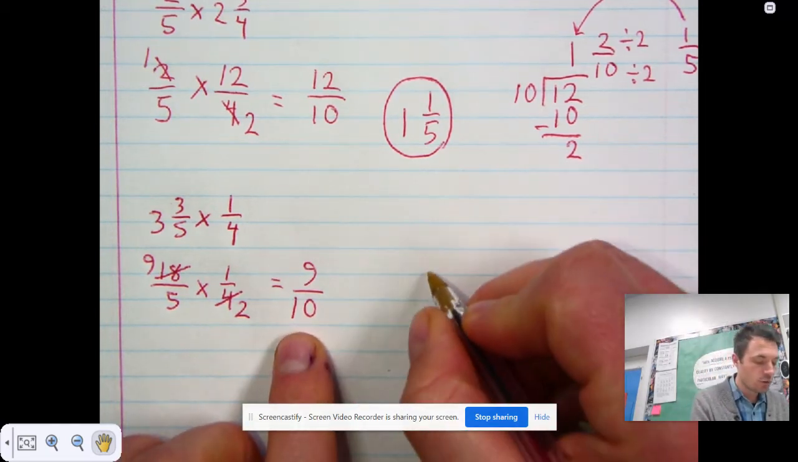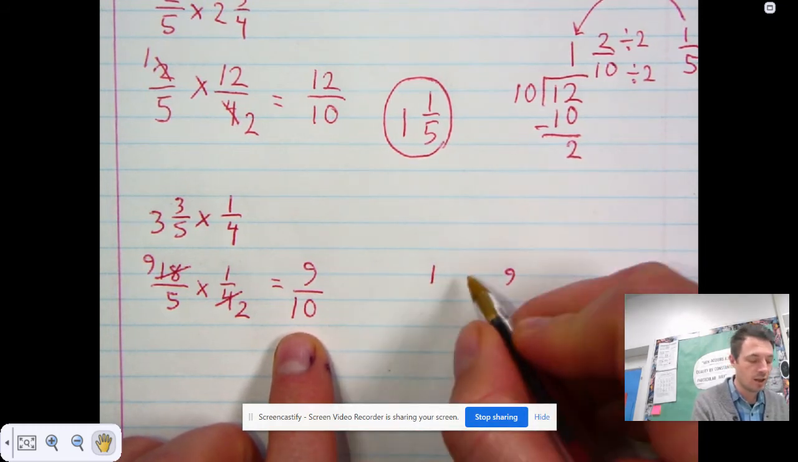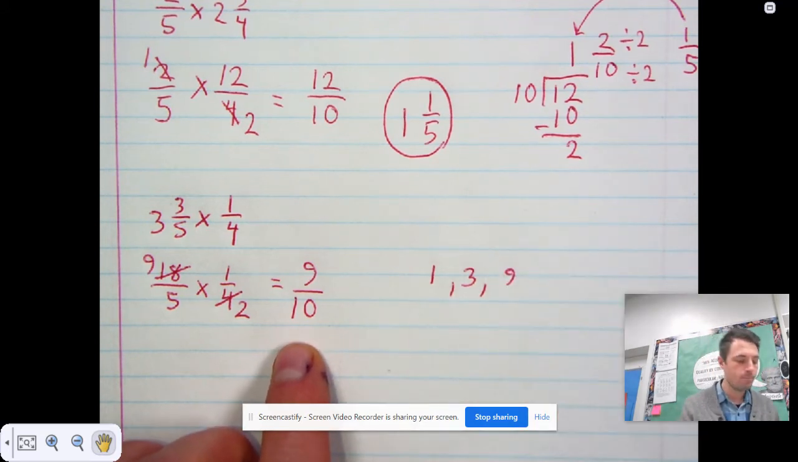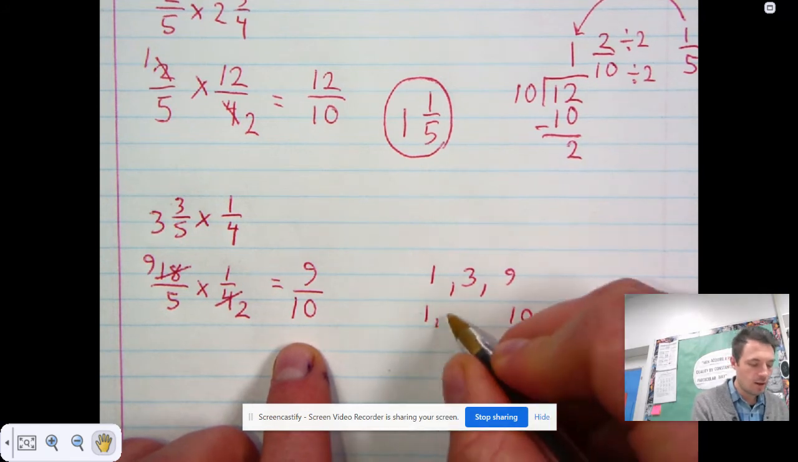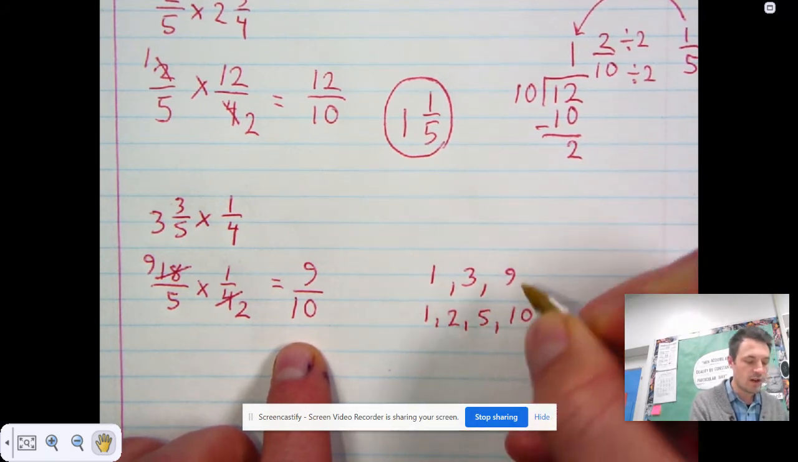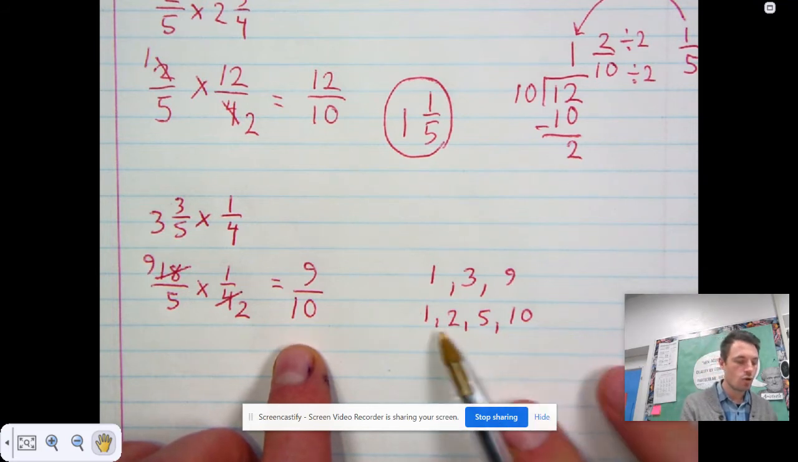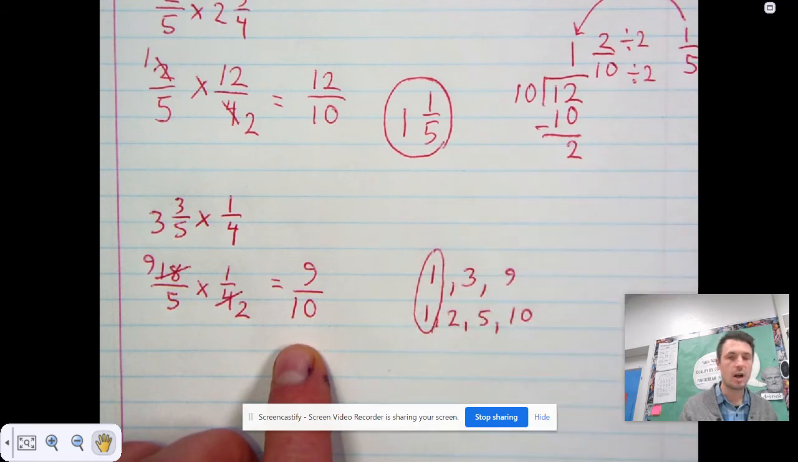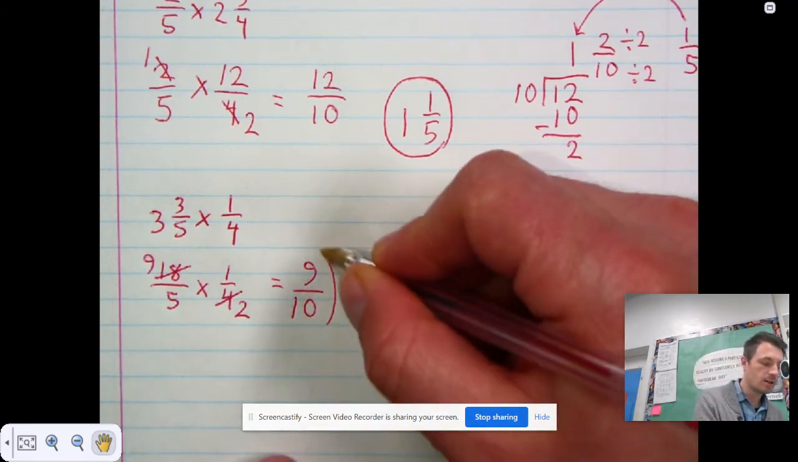So if we list the factors for 9, it's 1 and 9 because 1 times 9 is 9, and it's 3 because 3 times 3 is 9. There's no other factors of 9. And for 10, it's 1 and 10 because 1 times 10 is 10, and 2 and 5 because 2 times 5 is 10. Now look what happens when you try to find the GCF. There's no common factor above 1, which means 1 is the greatest common factor, and that's how you know 9/10 is already in simplest form.